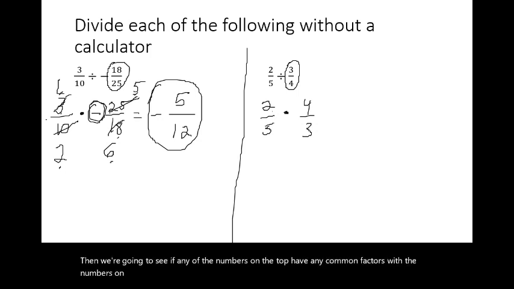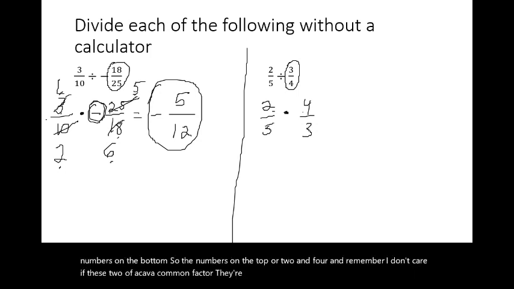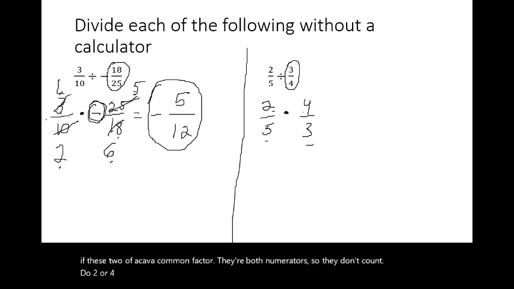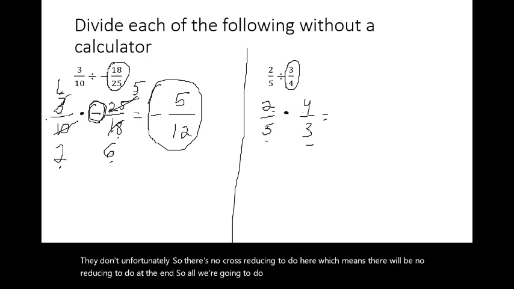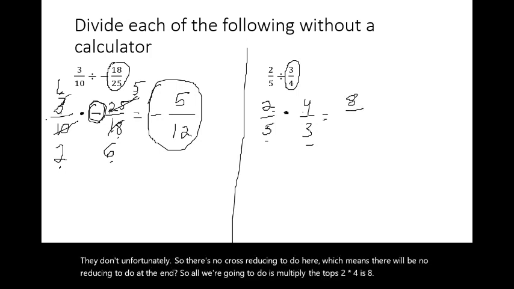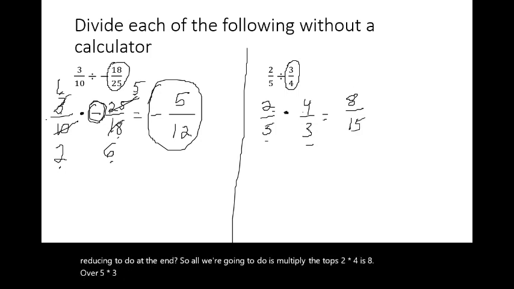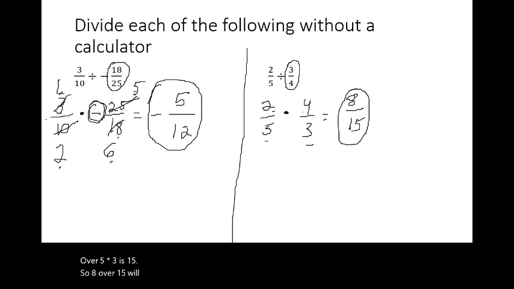So the numbers on the top are 2 and 4. And remember, I don't care if these two have a common factor. They're both numerators, so they don't count. Do 2 or 4 have common factors with either 5 or 3? They don't, unfortunately, so there's no cross-reducing to do here, which means there will be no reducing to do at the end. So all we're going to do is multiply the tops. 2 times 4 is 8. Over 5 times 3 is 15. So 8 over 15 will be your final answer.